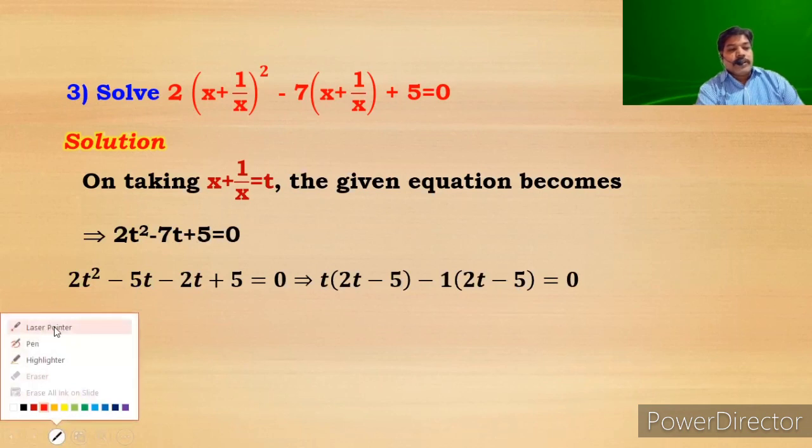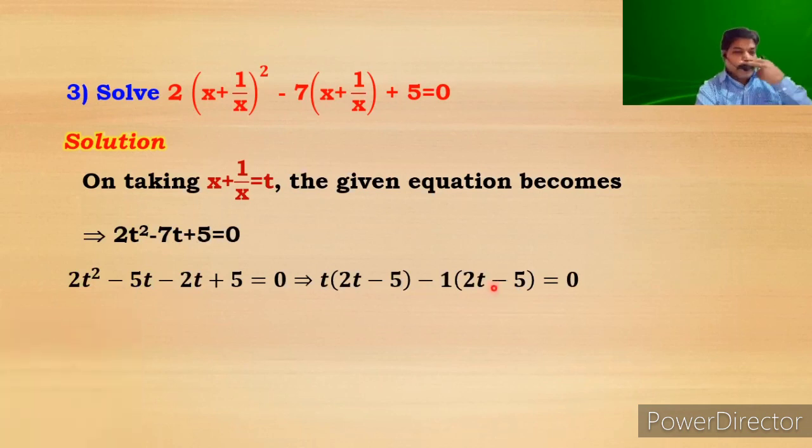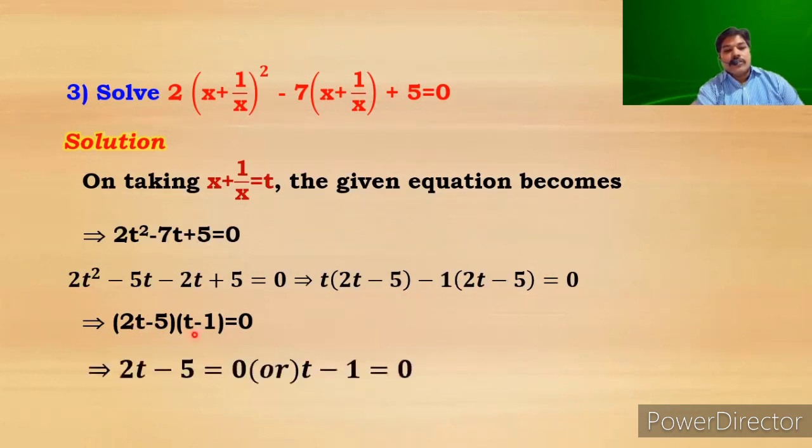So what is the common term you observe in both the ones? 2t minus 5 is common, so I will take 2t minus 5 as common. So what happens? 2t minus 5 into t minus 1 is equal to 0. So here 2t minus 5 is equal to 0 or t minus 1 is equal to 0. That means t is equal to 5 by 2 or t is equal to 1.